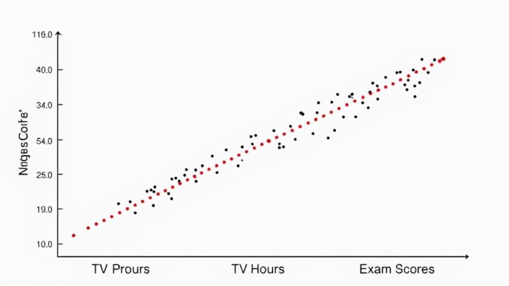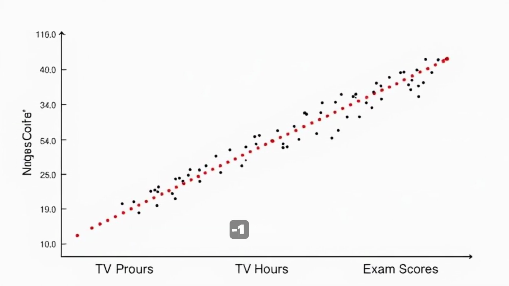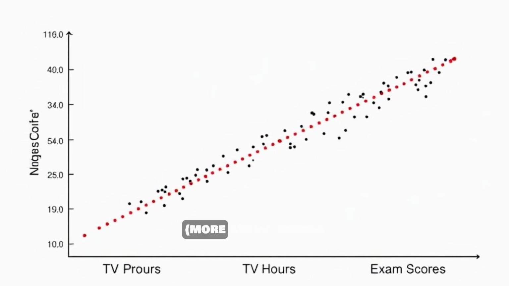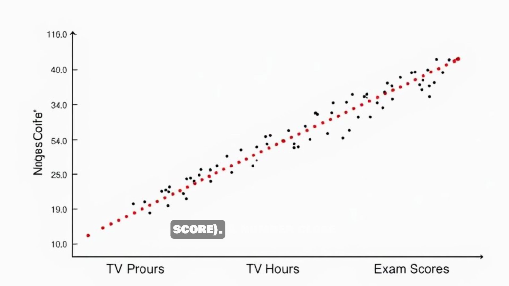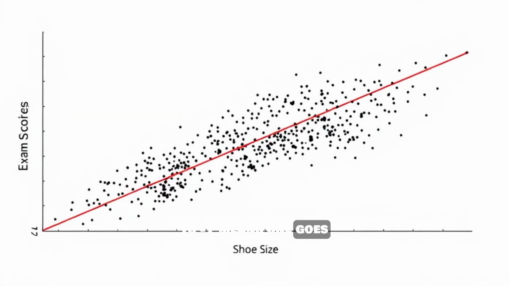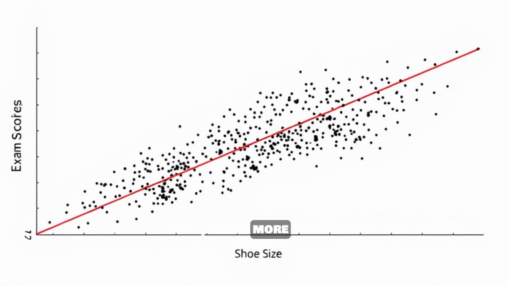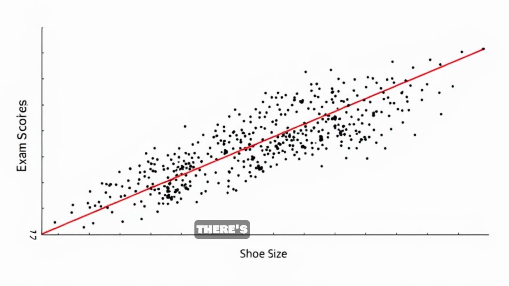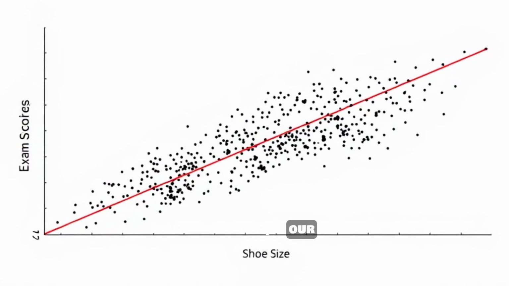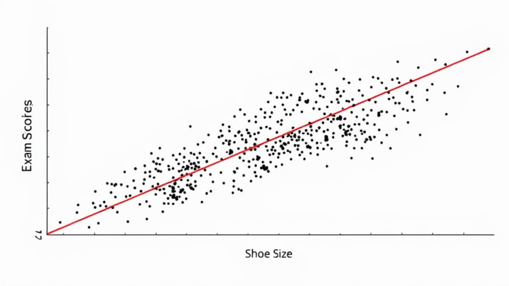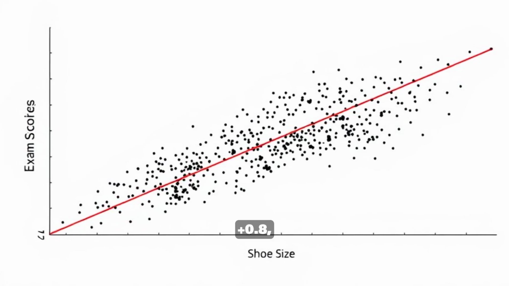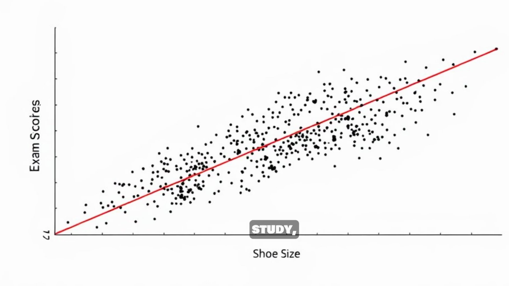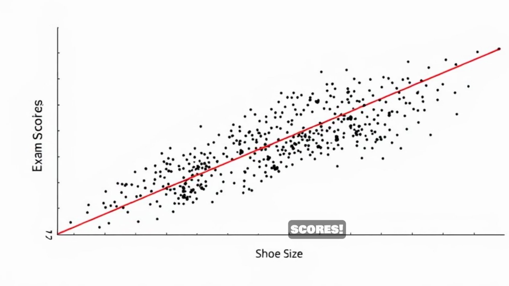The correlation coefficient gives us a number between -1 and +1. A number close to +1 means they go up together. More study, higher score. A number close to -1 means one goes up while the other goes down. Maybe more TV watched, lower score. And a number close to 0 means there's no clear relationship. So if our study hours and exam scores had a correlation coefficient of +0.8, that tells us there's a strong positive connection. More study, generally higher scores.